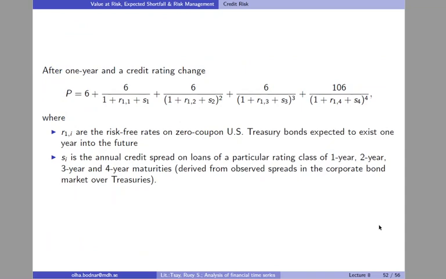So after 1 year and a credit rating change, the value is given like this. But here, R1i are the risk-free rates on zero coupon US Treasury bonds expected to exist 1 year into the future, and S_i is the annual credit spread on loans for a particular rated class of 1 year, 2 year, 3 year, and 4 year maturities, derived, of course, from observed spreads in the corporate bond market over treasuries. Okay, this was a very long sentence.